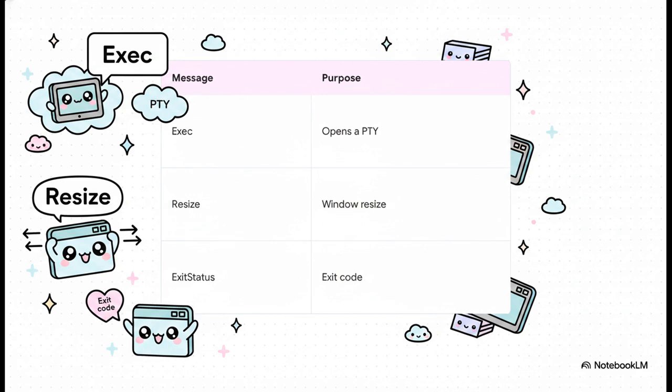Next is resize. So if you physically resize your terminal window on your local machine, tunnix captures that SIGWINCH event and fires off a resize message so the remote server dynamically adjusts to match it. And finally, exit status cleanly relays the remote child process's final exit code right back to your local client.